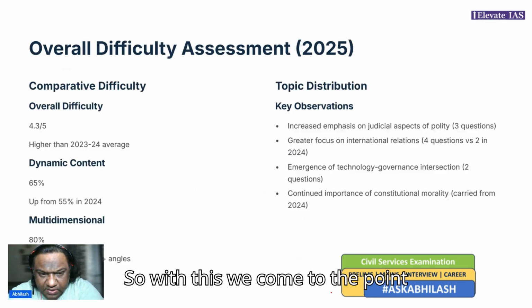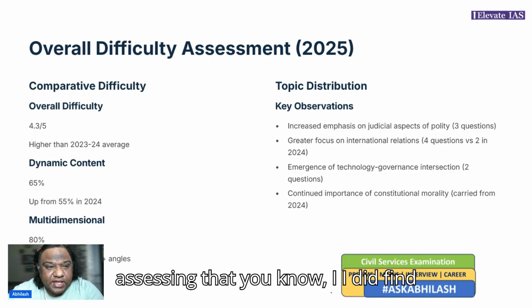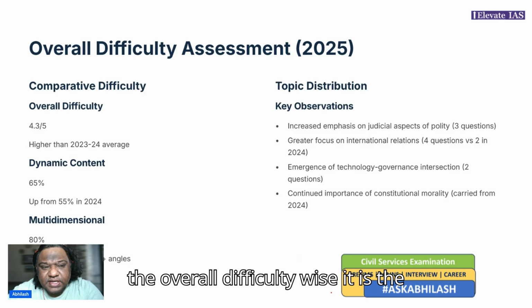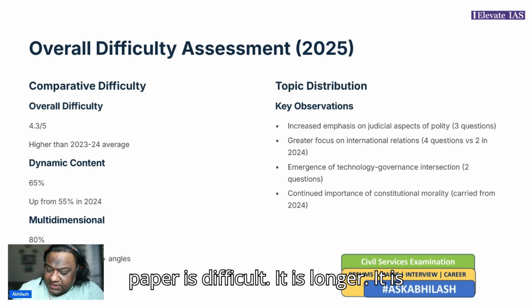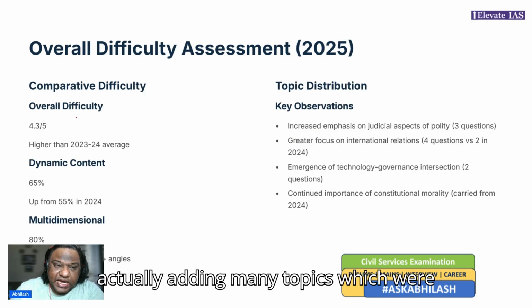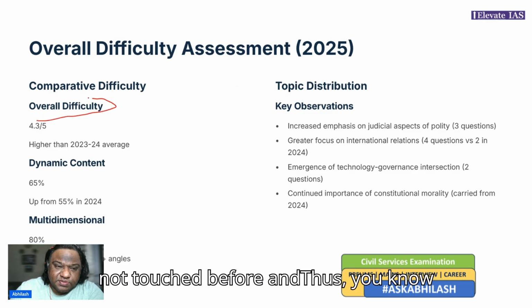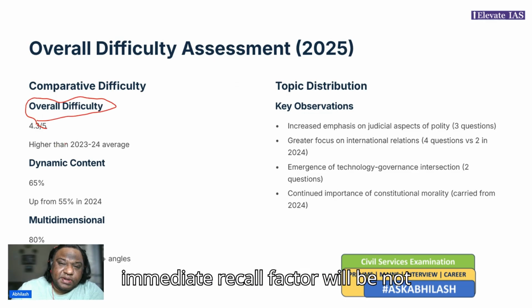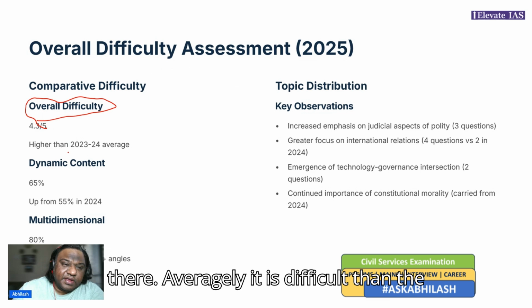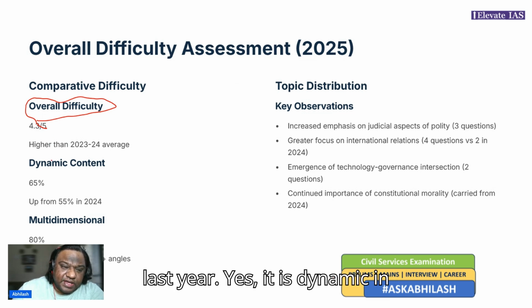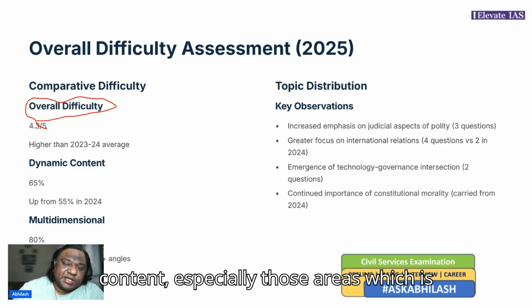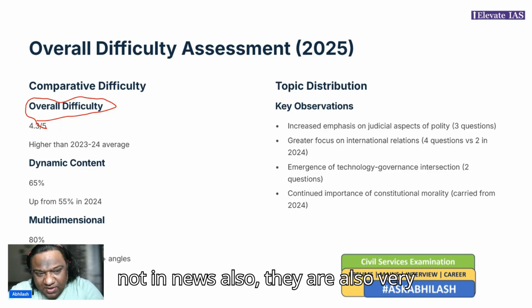So with this, we come to assessing the overall difficulty. The paper is difficult. It is longer. It is adding many topics which were not touched before, and thus the immediate recall factor will not be there. On average, it is more difficult than last year. Yes, it is dynamic in content, especially in those areas which are not in the news also. So they are also very high.